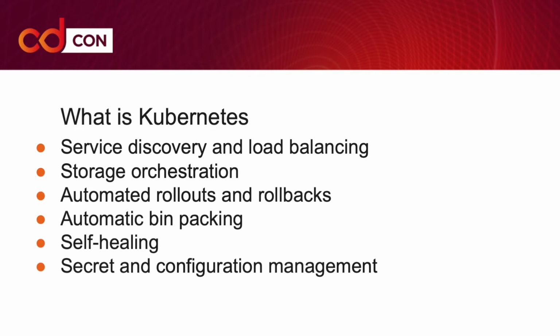Let's dive into that a little bit more. Service discovery and load balancing, when used with Kubernetes, can expose a container using a DNS name or its own IP address. If traffic to that container is high, Kubernetes is able to load balance and distribute the network traffic so that the deployment is stable. Kubernetes allows you to automatically mount a storage system of your choice, such as local storage or public cloud providers and more, when doing storage orchestration.